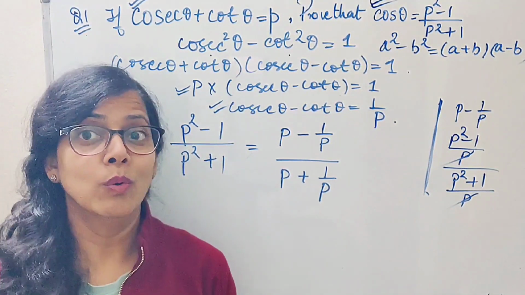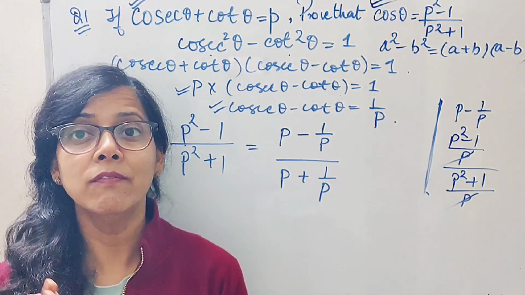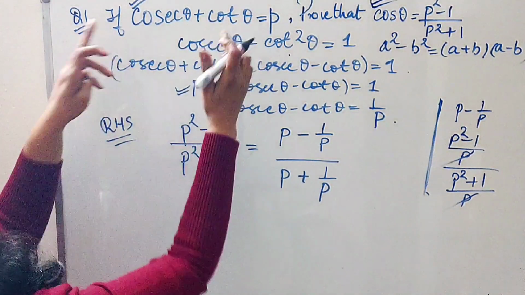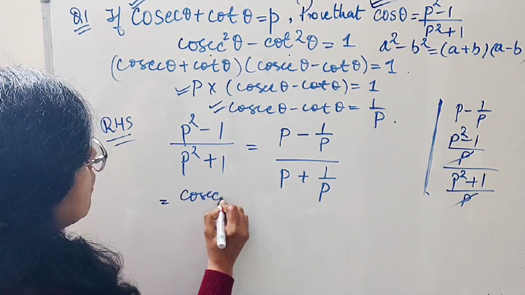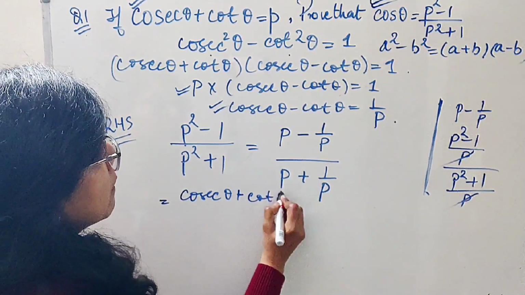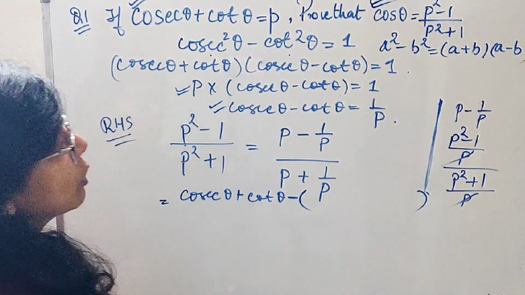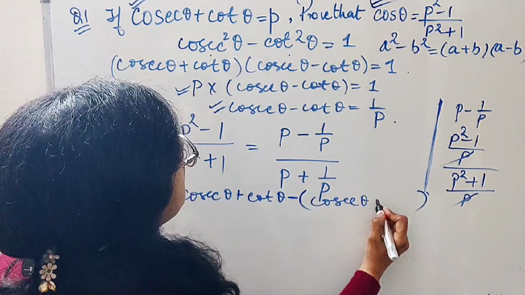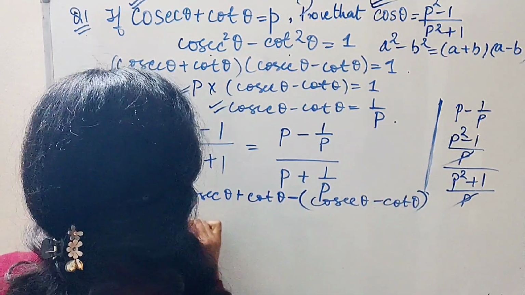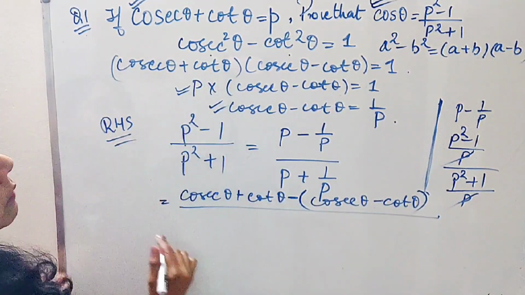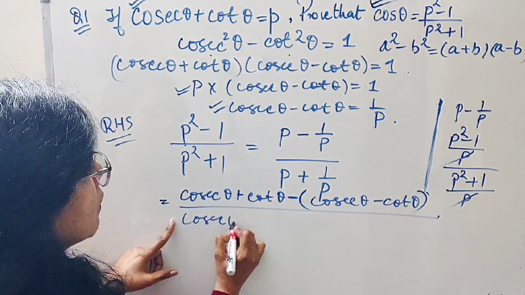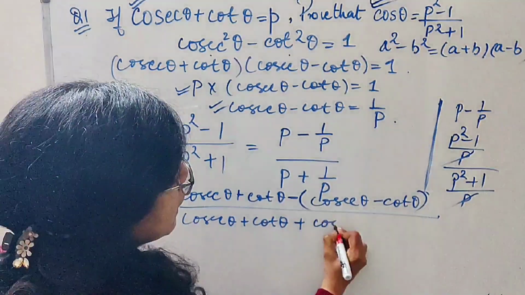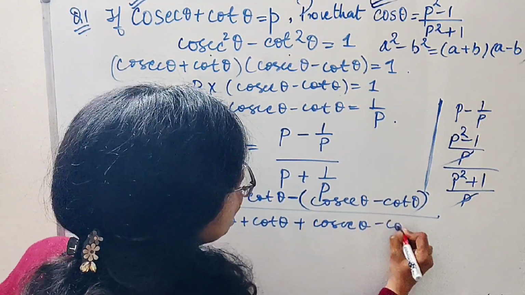Okay. Now we have p as well as 1 upon p. So just replace the values here. What is p here? Cosec theta plus cot theta minus, put a bracket because we have minus here. And what is 1 upon p? Cosec theta minus cot theta. Okay. Now what is p here? Again the same value, cosec theta plus cot theta, and plus, because it is plus, no need of a bracket, cosec theta minus cot theta.